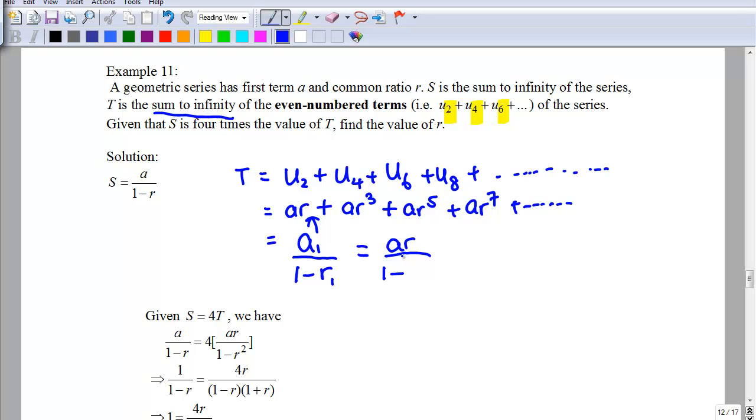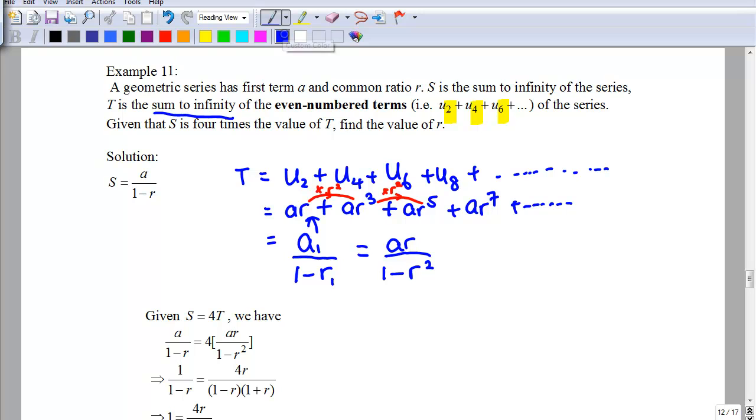the new common ratio is actually r squared, because we can observe from the series of t that from here to here we multiply by r squared, and from here to here we also multiply by r squared. So we will have this, that is t.